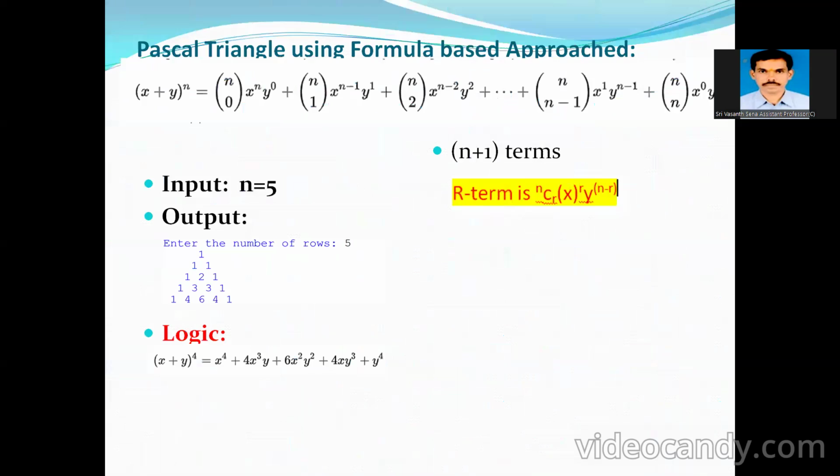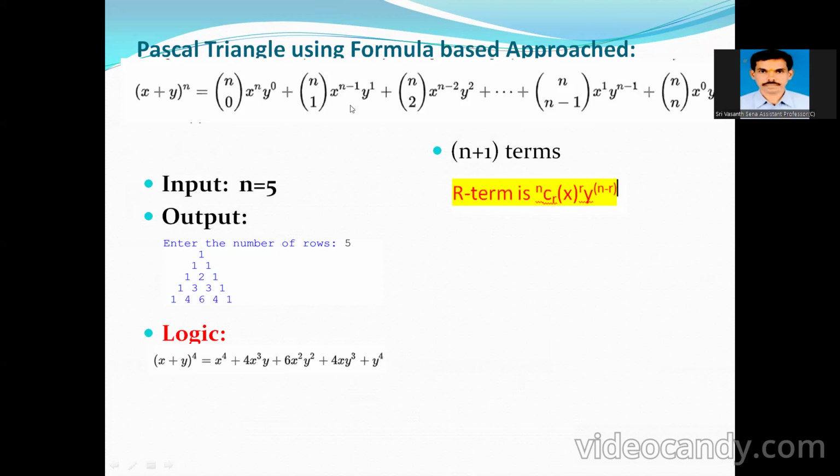In this Pascal triangle, the general formula is (x + y)^n, which expands to nC0 x^n y^0 + nC1 x^(n-1) y^1 + nC2 x^(n-2) y^2, and so on up to nCr x^(n-r) y^r. This is the r-th term. The last term is nCn x^0 y^n.